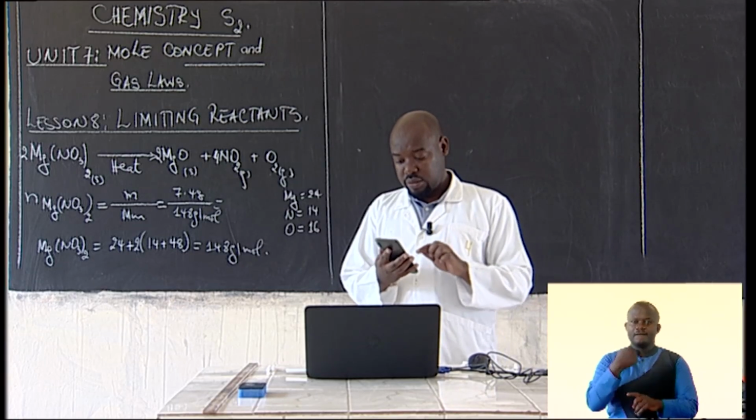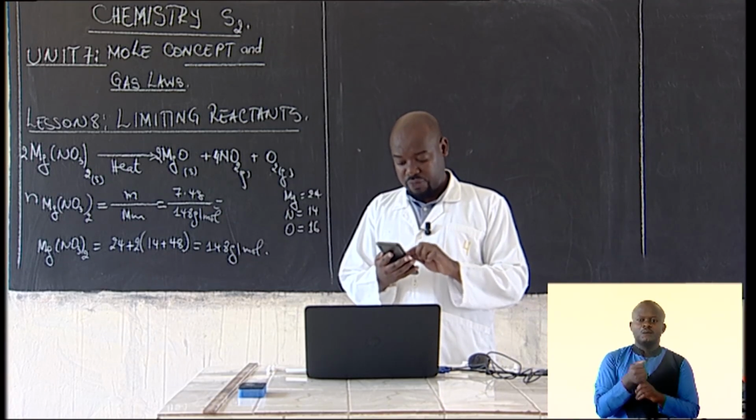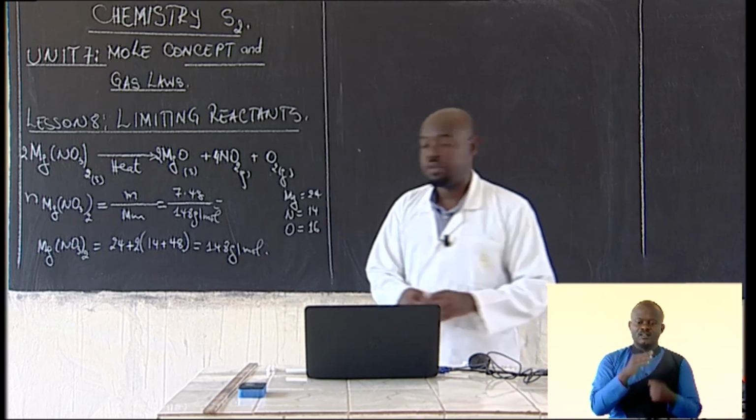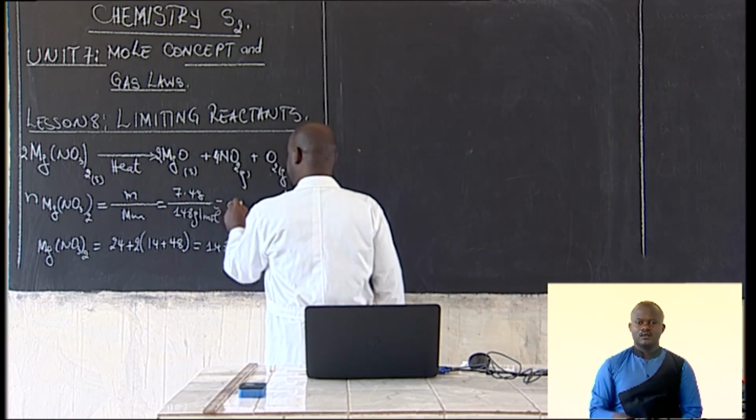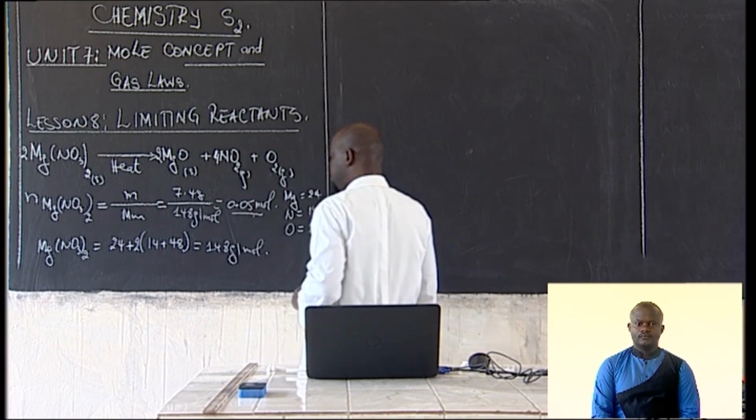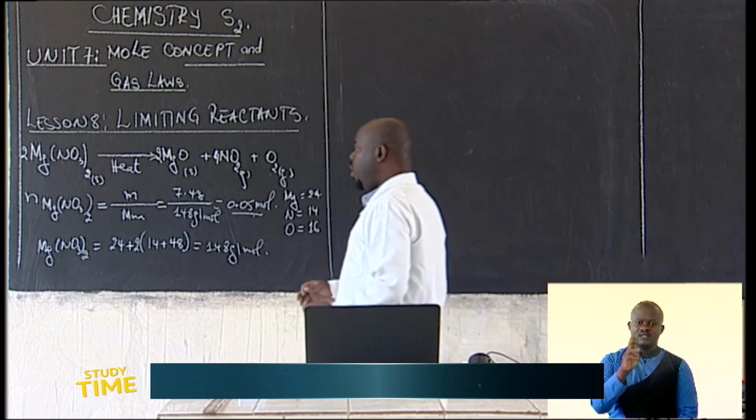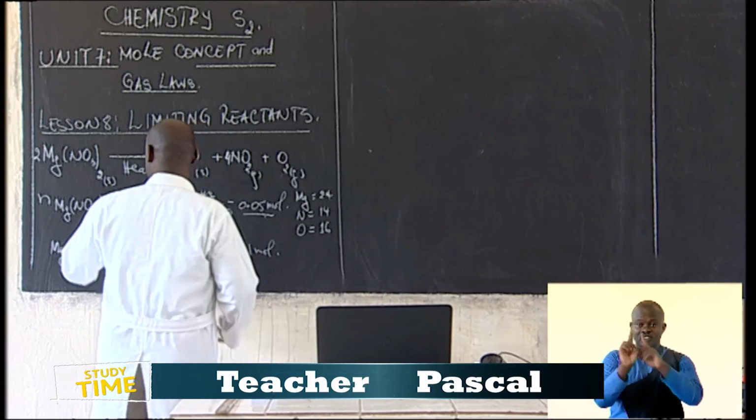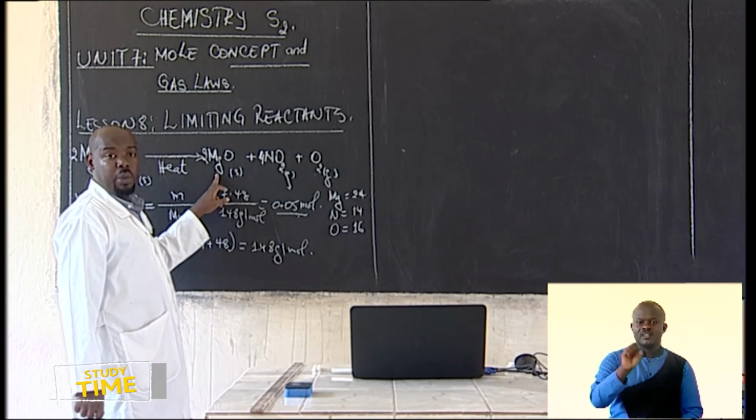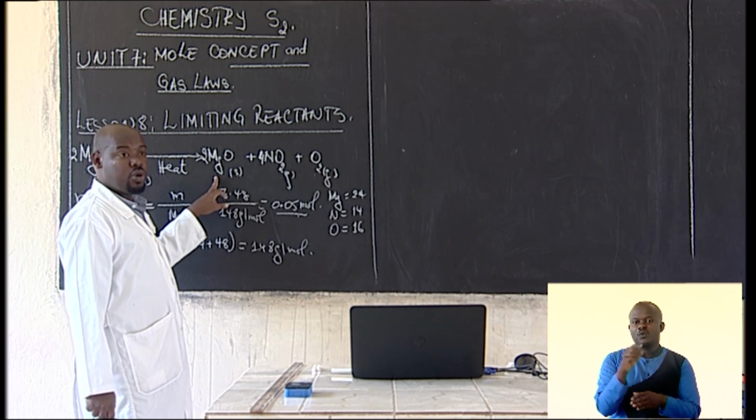We get 7.4 over 148. That is 0.05. 0.05 mole of magnesium nitrate. From the balanced equation, we can see that 2 moles of magnesium nitrate produce 1 mole of magnesium oxide.